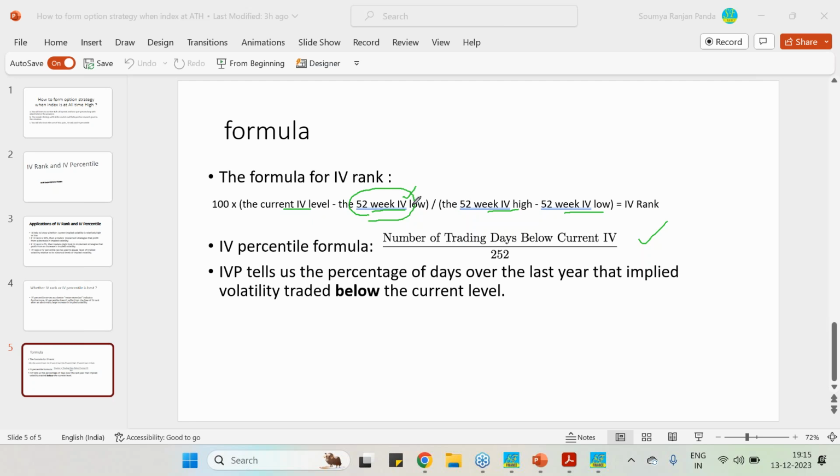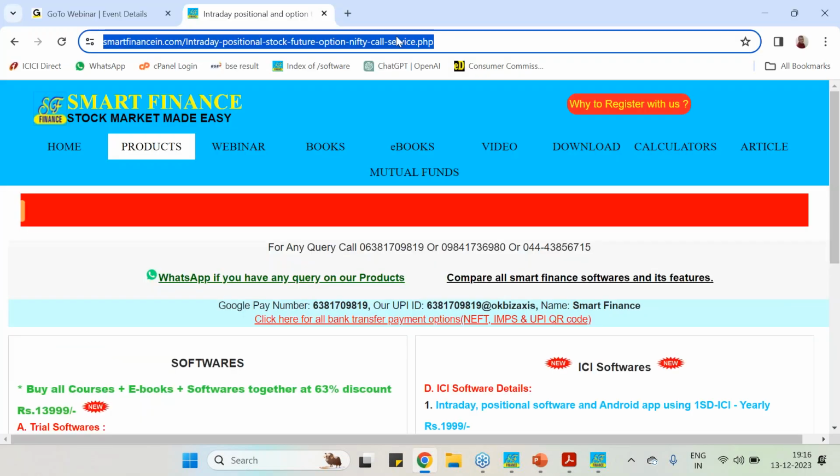Number two, this IV belongs to which strike? Because every stock or index has an option chain with a number of strikes, which one should I take? Number three, should I take the lowest IV of call options or put options? Which one should I take? They have not described this. Current IV level minus 52-week IV low, over the 52-week high, that is what they told and they ended there. That is what I am not doing. Don't think that Ranjan is telling only this.